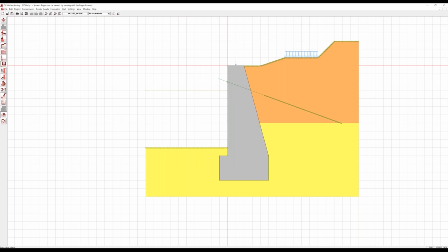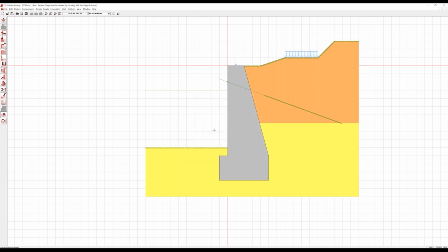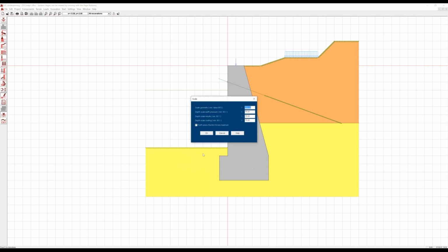Now there also might be a slope here in the excavation pit, on the excavation base. And then we can start the analysis. And this wall is calculated. And then we again can show the graphics as a first overview with a certain scale.